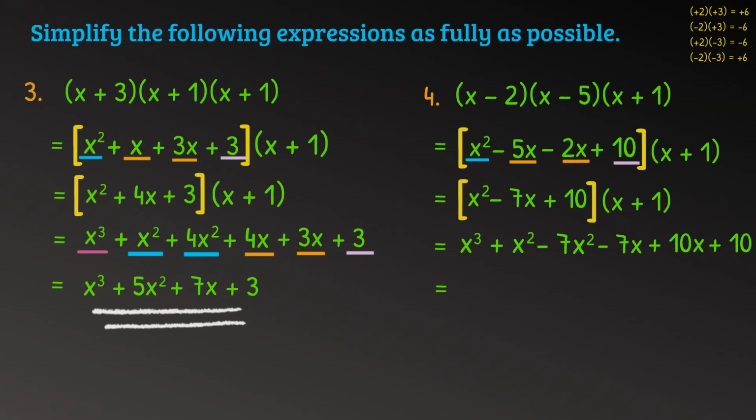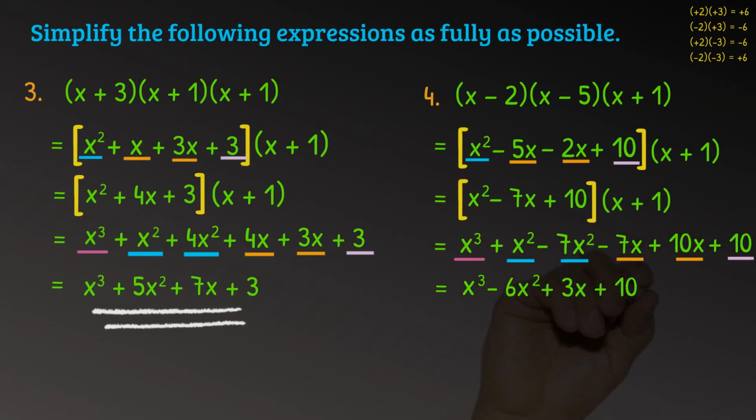Then combining similar terms together, we only have one term with x cubed in it. We have two terms with x squared in it, which gives us minus 6x squared. We have two terms containing x, so we get plus 3x, and only one term that is a constant.